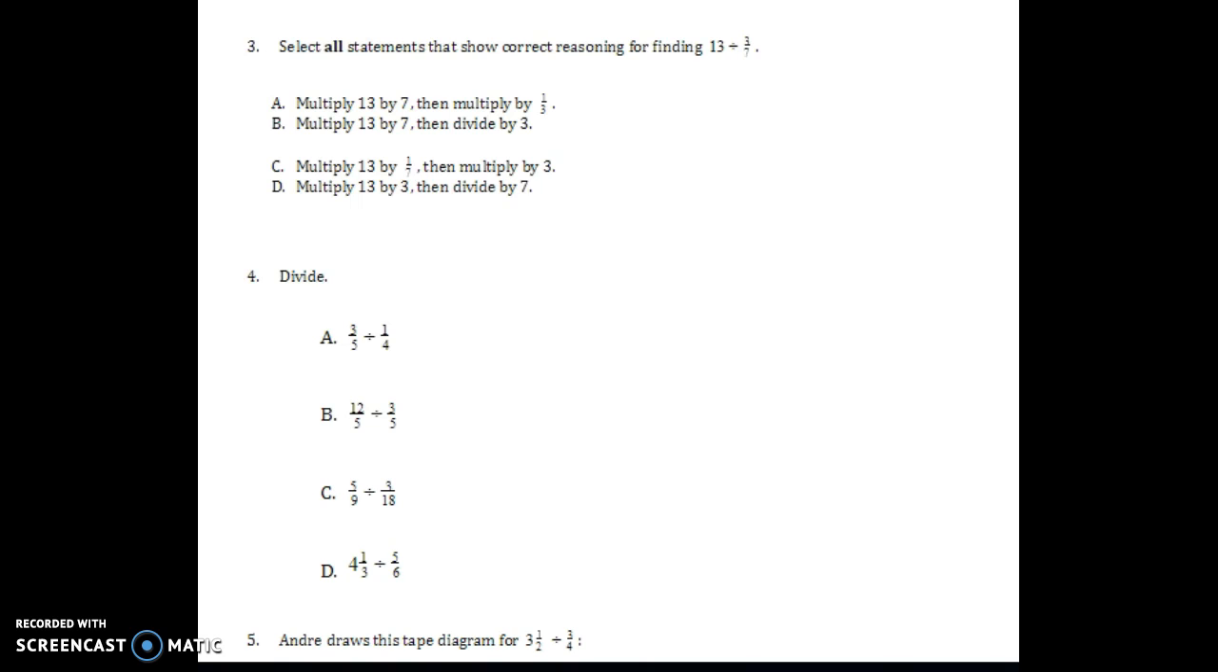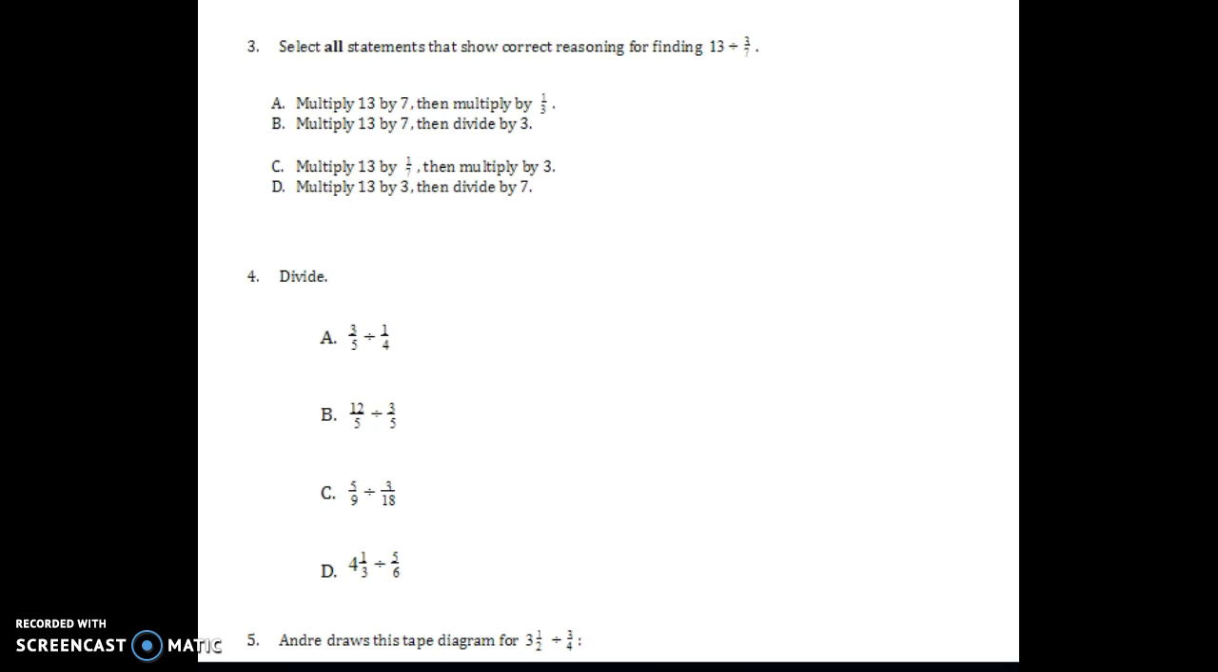Question 3. Select all statements that show correct reasoning for finding 13 divided by 3/7. A. Multiply 13 by 7, then multiply by 1/3. B. Multiply 13 by 7, then divide by 3. C. Multiply 13 by 1/7, then multiply by 3. D. Multiply 13 by 3, then divide by 7.